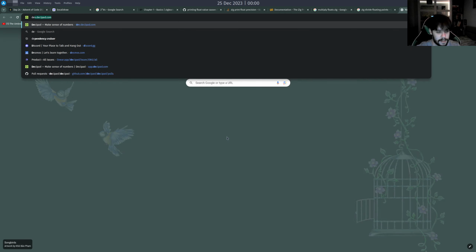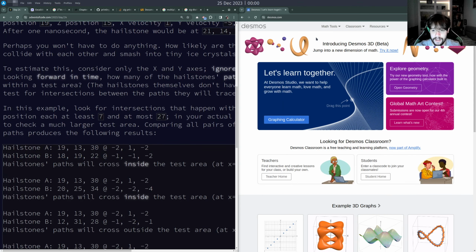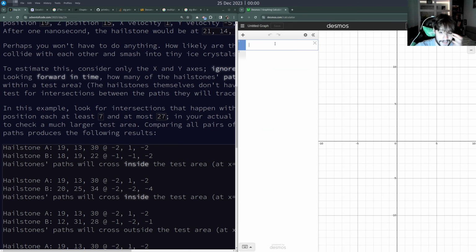Look, this is actually a time where we bring out Desmos. Oh, come on, man, my brain. Just work, please work. You're not working.